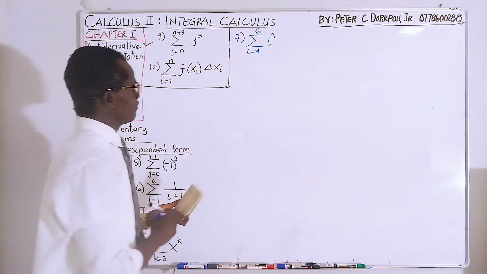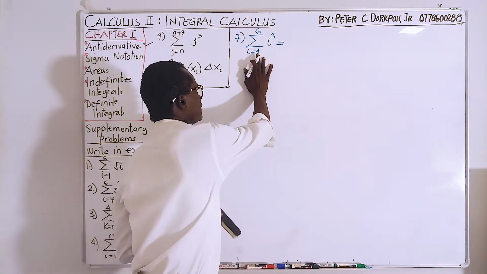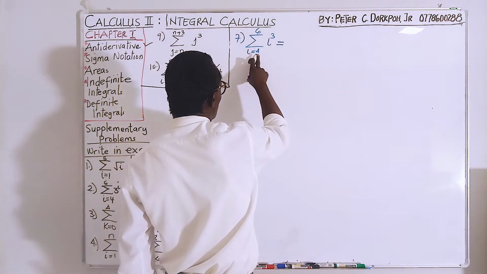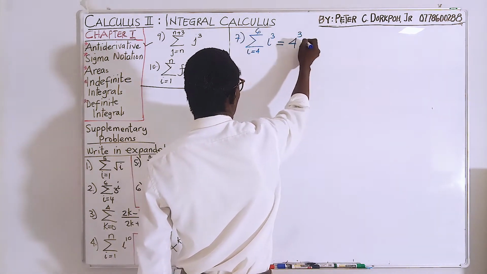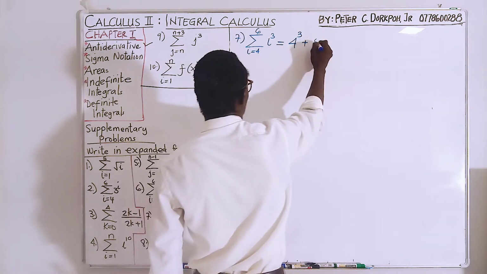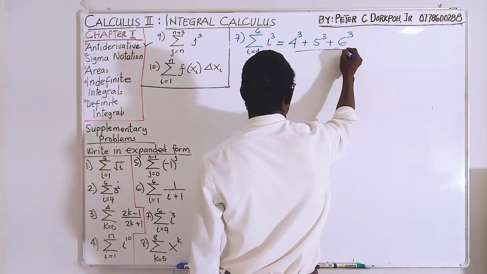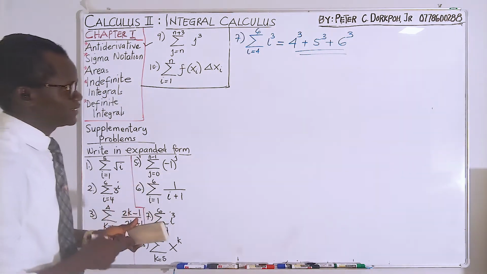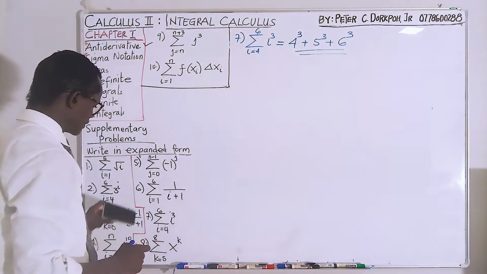So question number 7 now. Again, we just arrange it in the expanded form, no finding sum. So now r leaves from 4 to 6. So when r is 4, you have 4 raised to the 3rd power. When r is 5, you have 5 raised to the 3rd power. When r is 6, you have 6 raised to the 3rd power. So this is the expansion for it. Right? That's the expansion.